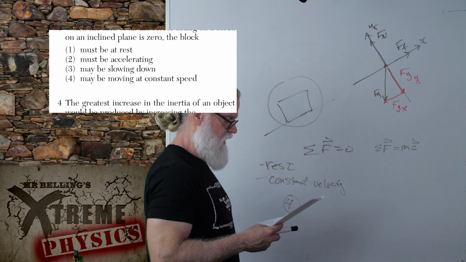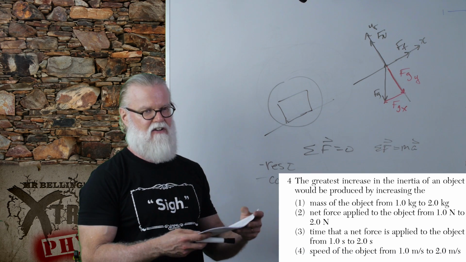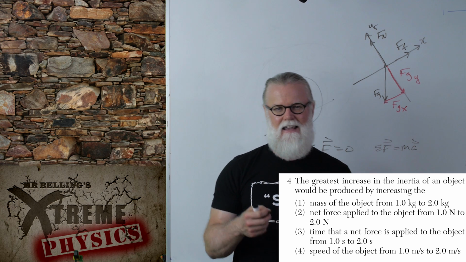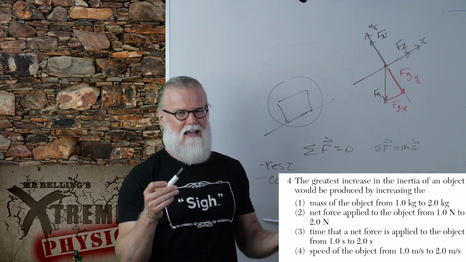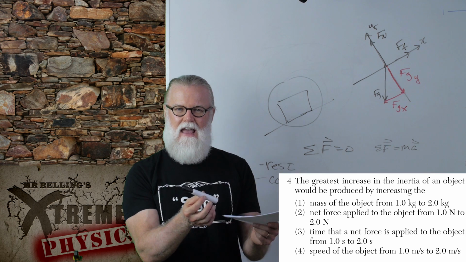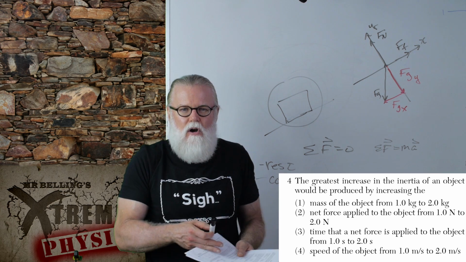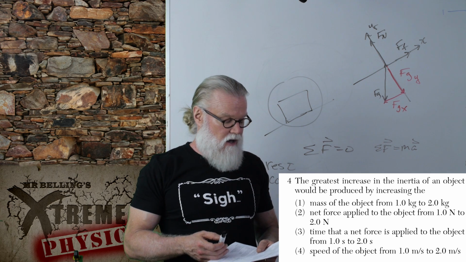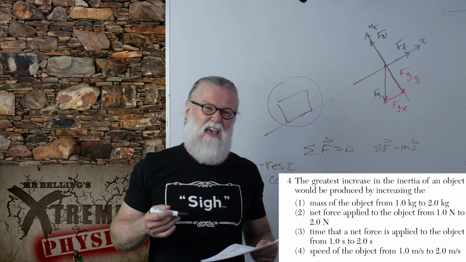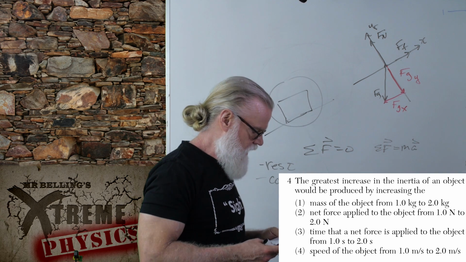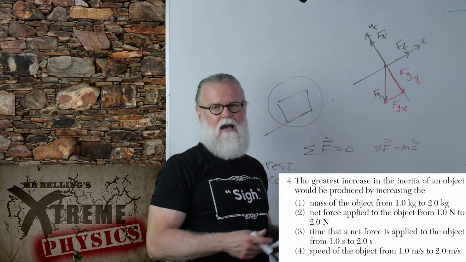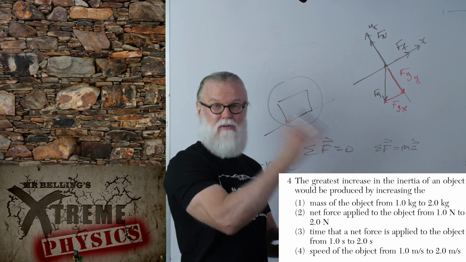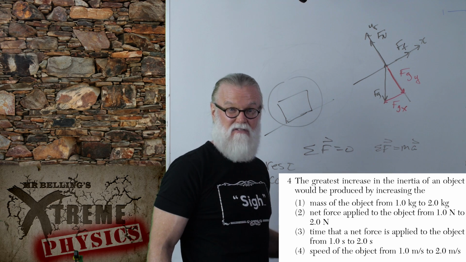Number 4, the greatest increase in the inertia of an object. Well, I can tell you the answer right now. Inertia is a property of matter in which, because things have mass, they have a reluctance to change their motion. If they're already moving, they want to keep moving. If they're at rest, they want to stay at rest, right? So inertia is dependent on how much stuff they have, how much mass they have. So if we want to increase the inertia of an object, we have to increase its mass. Like if it's a hunk of clay, you better slap some more clay on that, because you need more stuff.